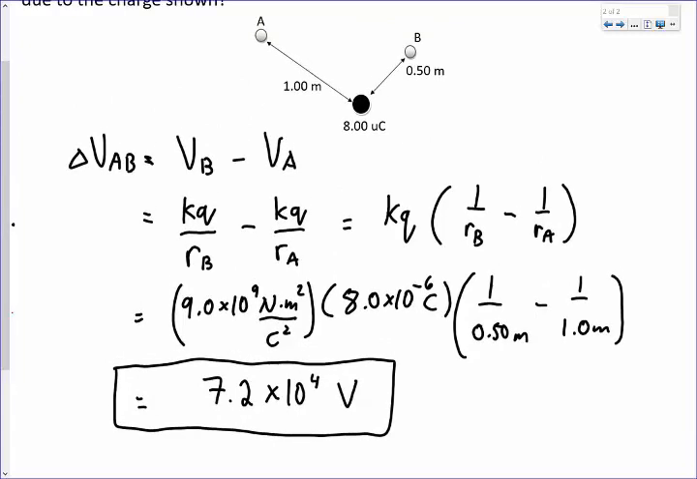Now, if we went the other way around, well, then we would get a negative value. And those positive negatives are going to come in handy as you do more with electric potential. For right now, it doesn't really matter which one we get because we don't know if we're moving from A to B or B to A.